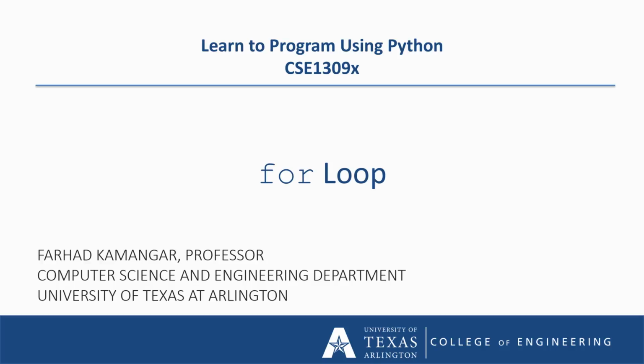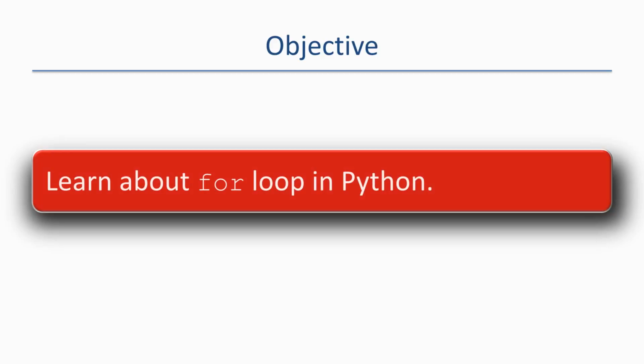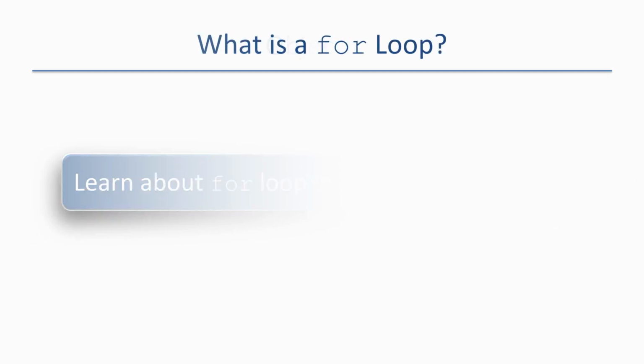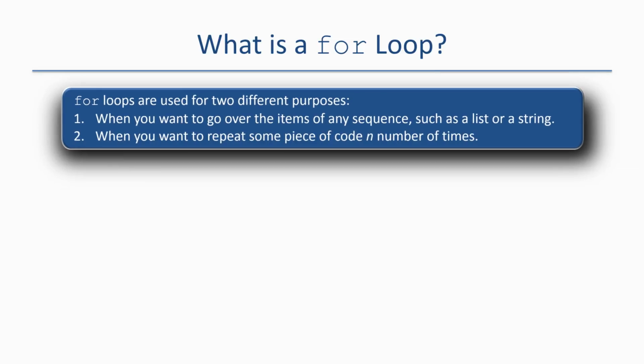In a previous lesson, you learned about the while loop. The objective of this lesson is to learn about the for loop in Python. As you know, a while loop is repeated as long as a condition is true. A for loop is used in two different situations. The first case is when you want to go over every item in a sequence. The second case is when you want to repeat some actions a given number of times.